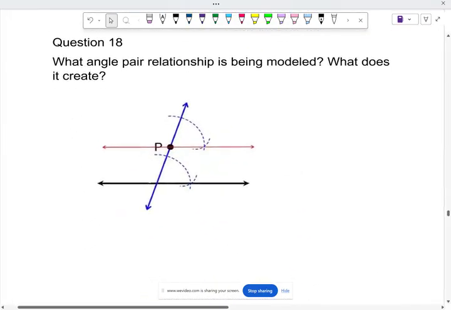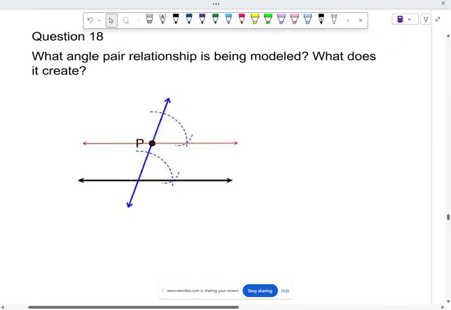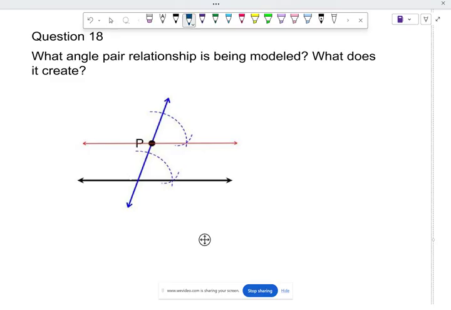All right, question number 18. What angle pair relationship is being modeled? What does it create? Y'all, you've got to get in the habit of answering these questions thoroughly. Let's start by taking this question and rewriting it as a statement.